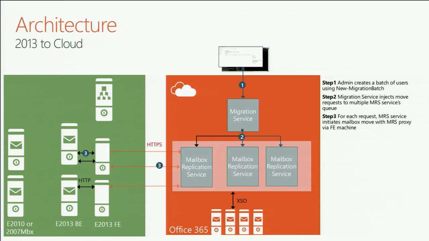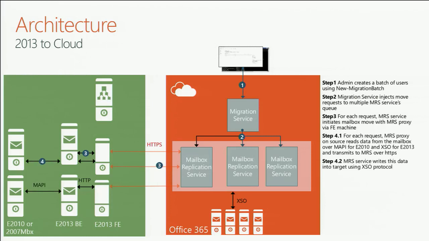The back-end MRS proxy service running on the back-end processes the request on that mailbox server, if that mailbox is in that machine, or any random server if it is a lower version, say 2007 and 2010, and then pumps the data back. And finalization is similar, which converts the mail-enabled user with mailbox into a mail-enabled user.